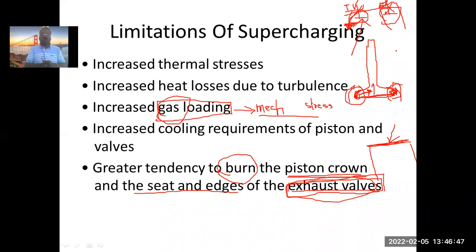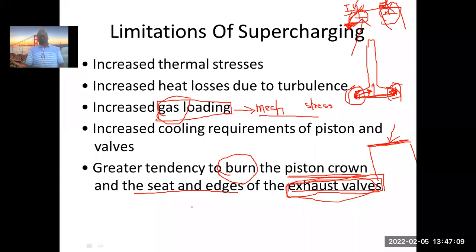Obviously the exhaust wall is going to burn. Why? Now, what we just discussed, I hope everybody understood the concept. Why is there no requirement to talk about the inlet wall here? Why are we not discussing burning of the piston, seat and edges of the inlet wall? We are only discussing the exhaust wall. I hope everybody understood. Yes, sir.